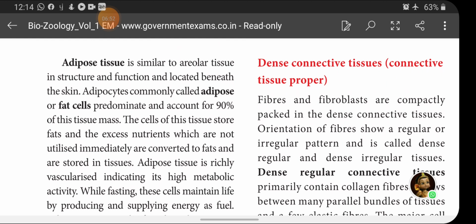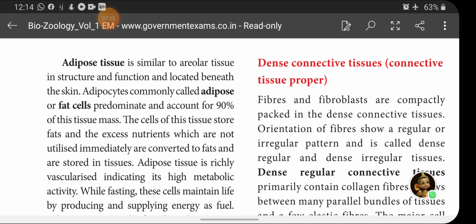After digestion, all the digested food will not be utilized for energy purposes. So some excess digested material is there. These excess digested glucose and fat are stored in the adipose tissue.